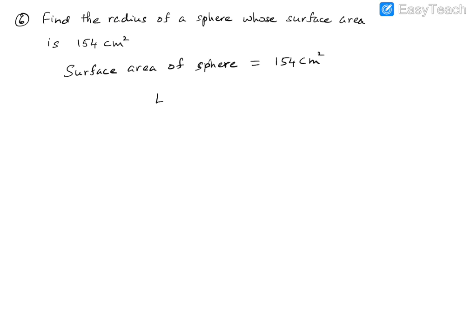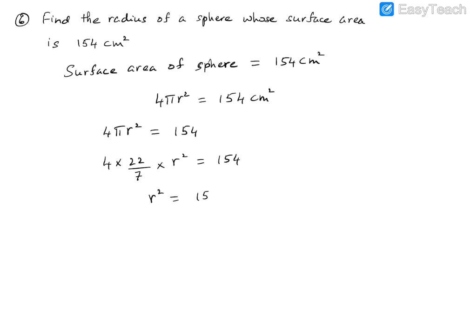So we know the formula for the surface area of a sphere is 4 pi r square, and that is given to be equal to 154 centimeter square. So how to find r? So we have 4 pi r square equals 154. So 4 into 22 by 7 into r square equals 154. So we just keep the r square on the left side and take all the other numbers to the right side of the equal sign.